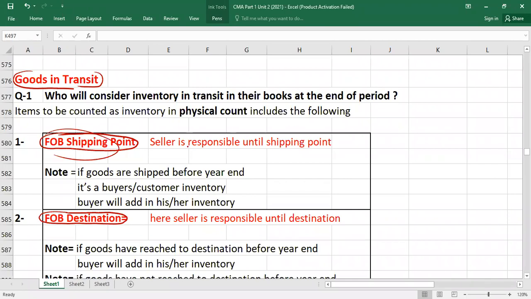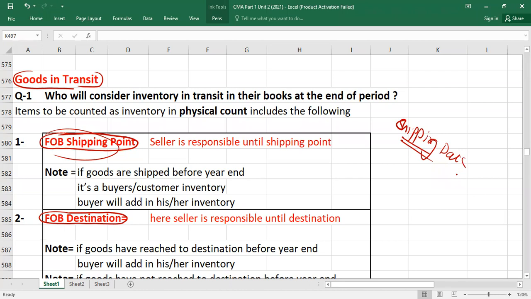Right? Here, what is important? Shipping date is important. If the shipping date falls before year end, even if goods are not received by the customer, obviously it's the customer's inventory. And by the end of the year, the customer will add this inventory in his physical count. But for you guys, it's not as simple as it looks.